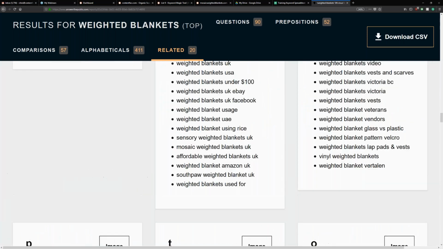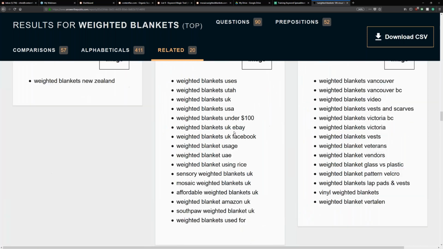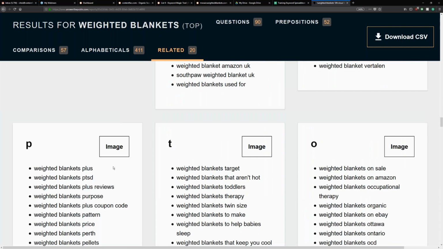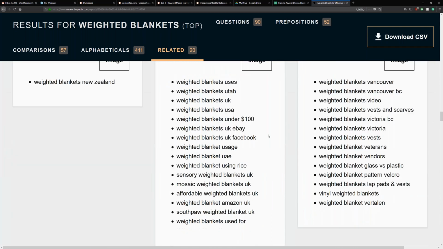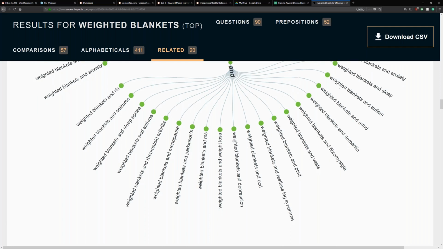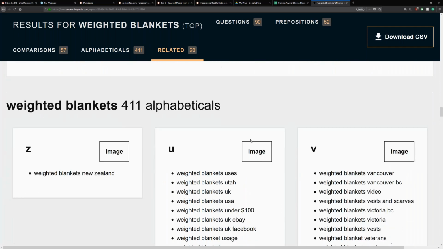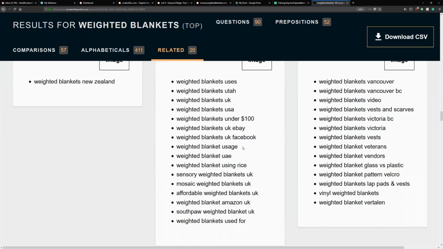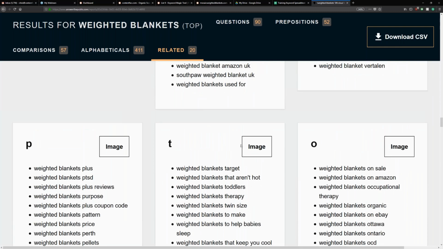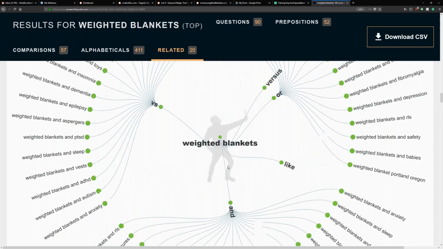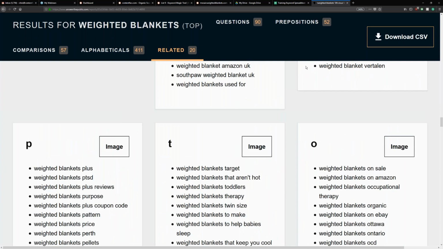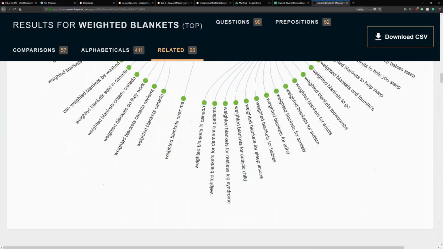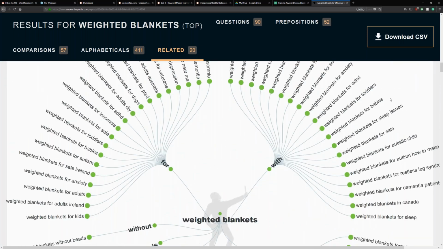So yeah, you can break it down. Down here, it basically just has the same keyword, but then it goes through the alphabet. So weighted blankets, and then what autofill does it get for all U, all V, all P, T, O, et cetera, and it just breaks that down further. This is also in the CSV as well. So this is a great starting point, right?